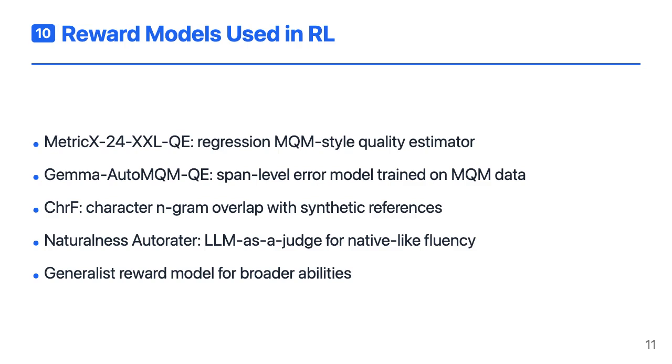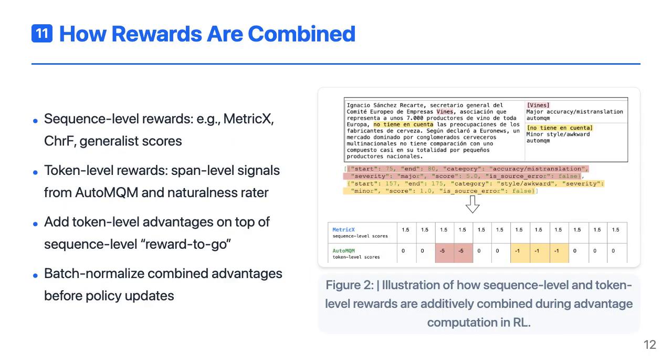The naturalness autorater is an LLM as a judge that flags spans that don't sound like they were written by a native speaker. Finally, a generalist reward model adapted from Gemma 3's post-training keeps the model aligned with broader reasoning and instruction-following behavior. In the RL algorithm, sequence-level rewards like MetricX and ChrF are turned into a reward-to-go signal that is broadcast across all tokens in the output. On top of that, token-level advantages derived from span-level models like AutoMQM and the naturalness rater are added, so individual tokens or spans can be rewarded or penalized more precisely.